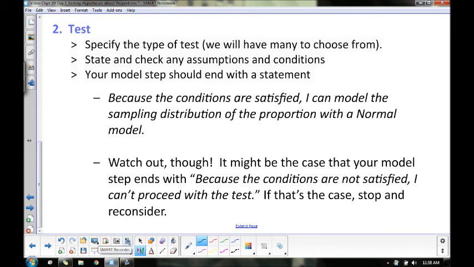The test itself, again, we are going to have a lot to choose from, but right now we don't. So right now we're going to be using a normal curve or a z-test. You're going to state and check your assumptions. And your model step should always end with a statement which says, because the conditions are satisfied or met, we can model the sampling distribution of the proportion with a normal model. Okay? Watch out. It might say that your conditions are not met, so we can't proceed. And if that's the case, you do get to stop and reconsider.